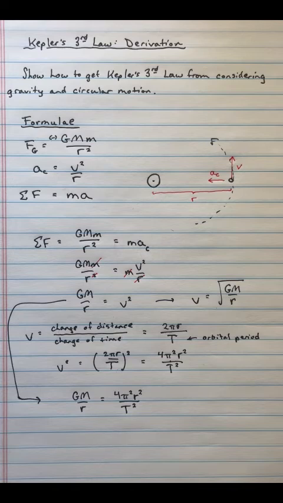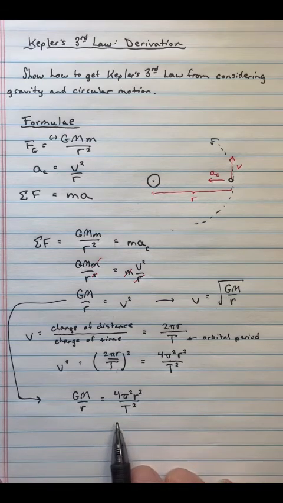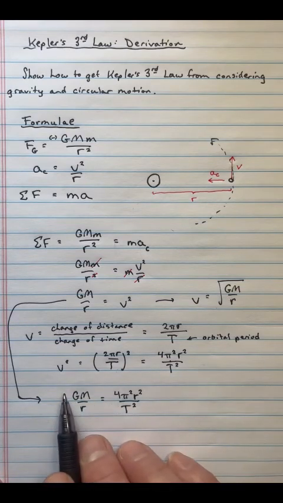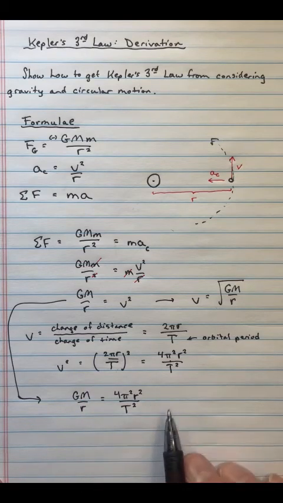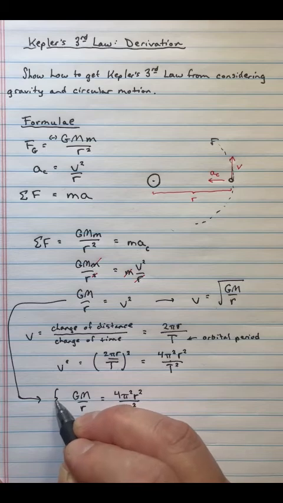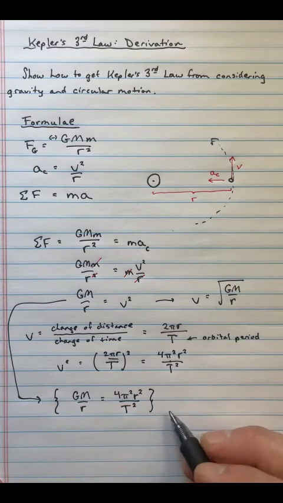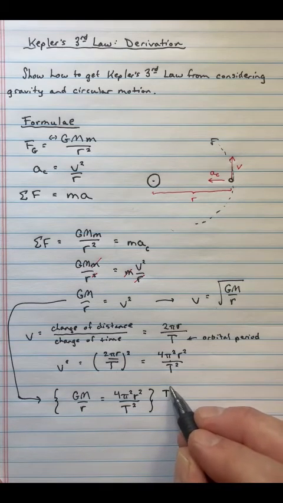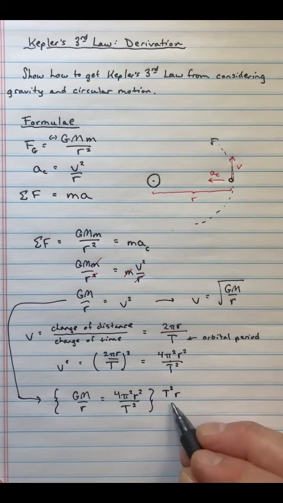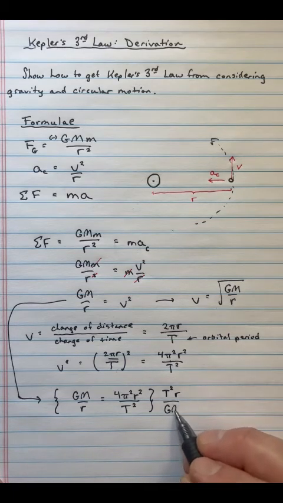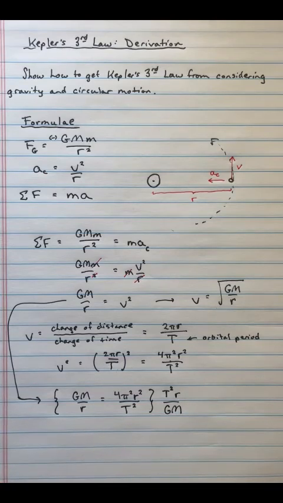Okay. Now, what I'm going to do is, just for simplicity, take this T squared and move it over to the left, and take the GM and the r and move them over to the right. Now, how would I do that? Let's take the entire equation, multiply the entire equation by T squared, and then by r, and divide by G and M, like that. And so what happens?